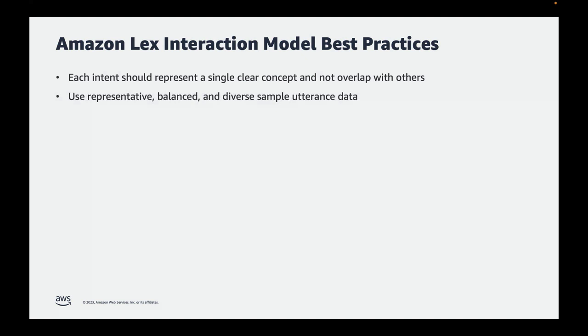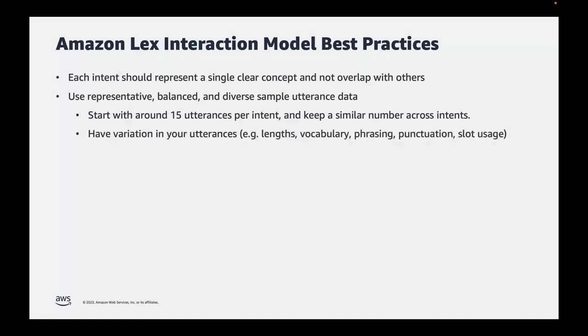The next is that the data needs to represent the types of things the user will say and give a range of examples of different types of things. You want to try to have at least 15 sample utterances per intent and to try and keep the same number across intents, right? If one intent has 300 and another one has 15, you're probably more likely to be getting hits on the one with 300 than the one with 15.